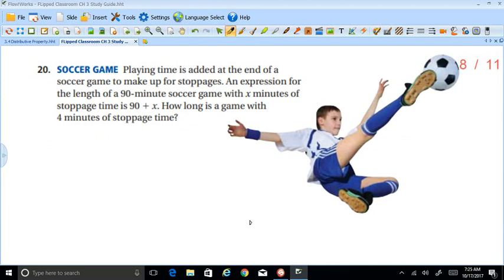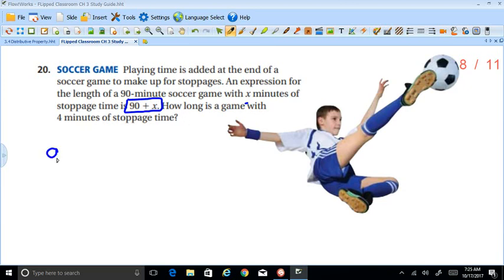Word problem, real life. Soccer game. Playing time is added at the end of the soccer game to make up for stoppages. An expression for the length of a 90-minute soccer game with X minutes of stoppage time is 90 plus X. So they're telling us the expression to use. How long is a game with 4 minutes of stoppage time?